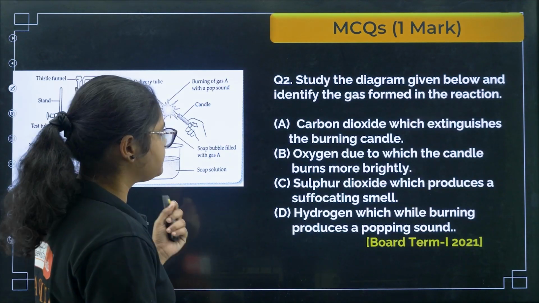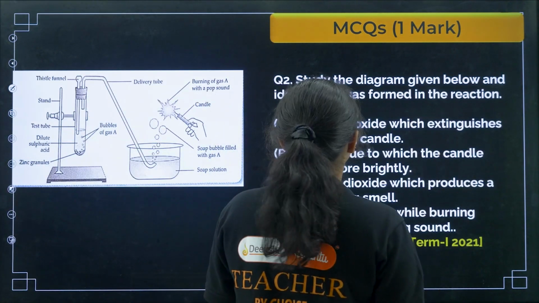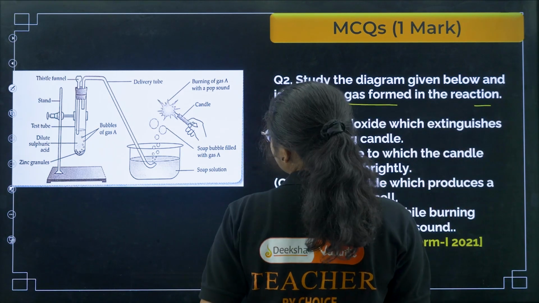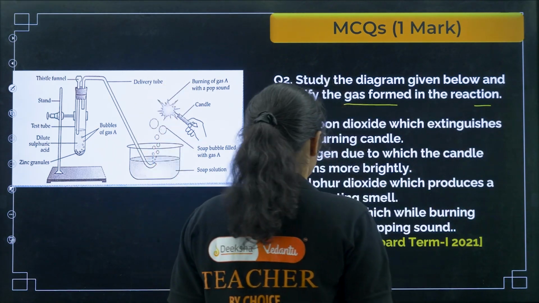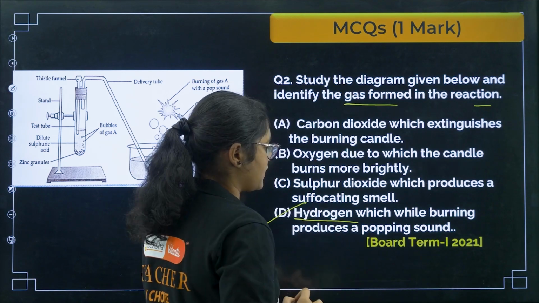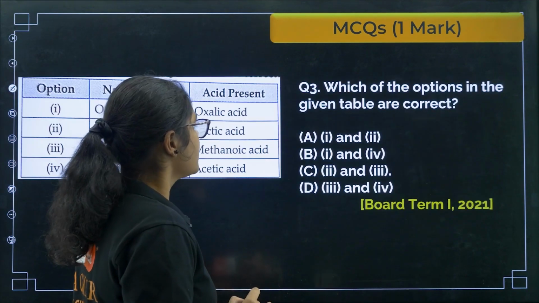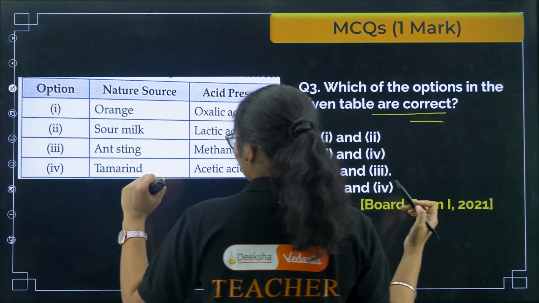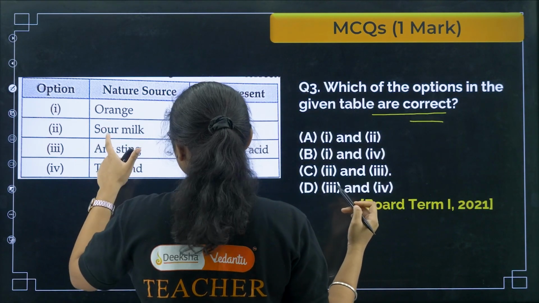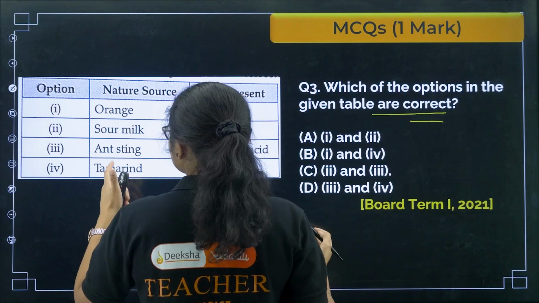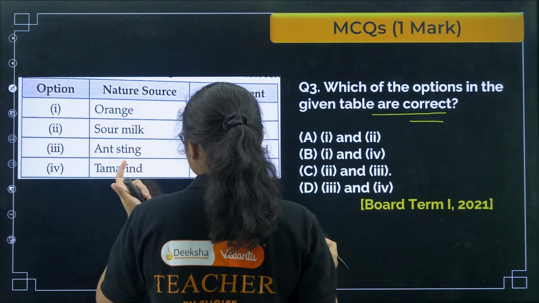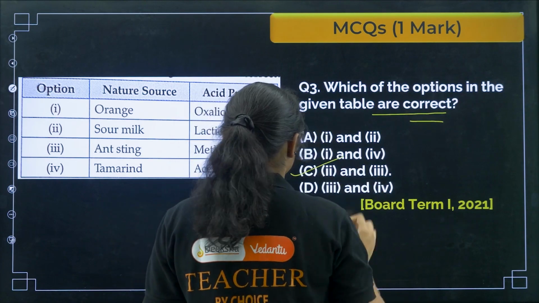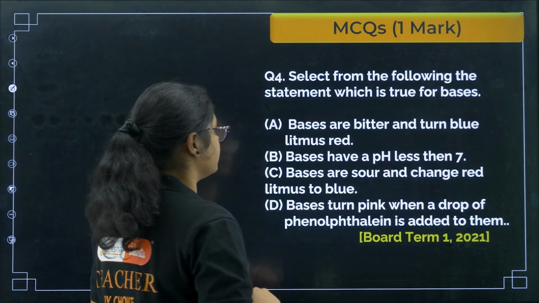Next we have this setup here. Study the diagram given below and identify the gas formed in the reaction. You can see pop sound. Pop sound is with hydrogen. So correct answer is option number D here. Next, which of the options in the given table are correct? Orange, oxalic acid, sour milk, lactic acid. This is correct. Ant sting, methanoic acid, tamarind, acetic acid. So you can see 2 and 3 are correct. So option number C is the correct answer here.